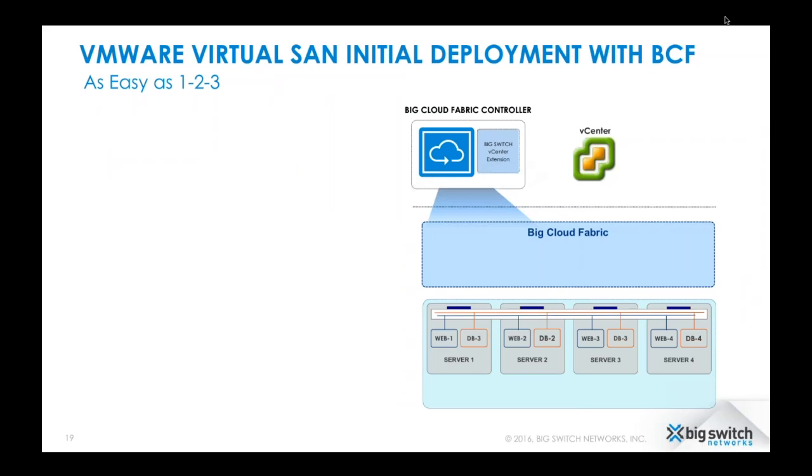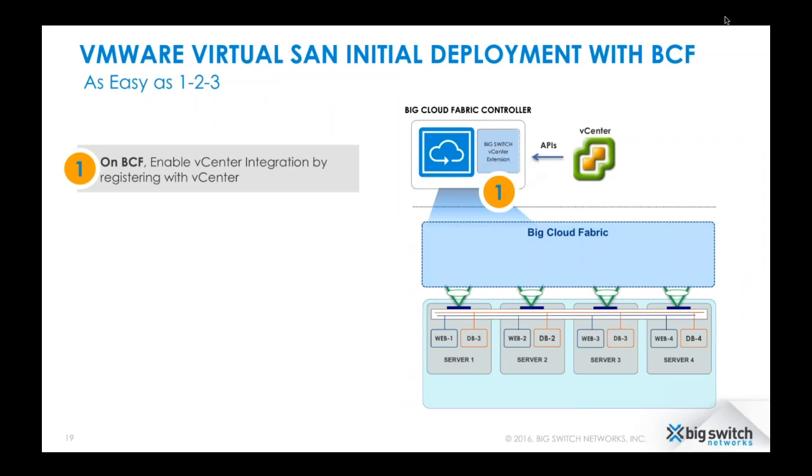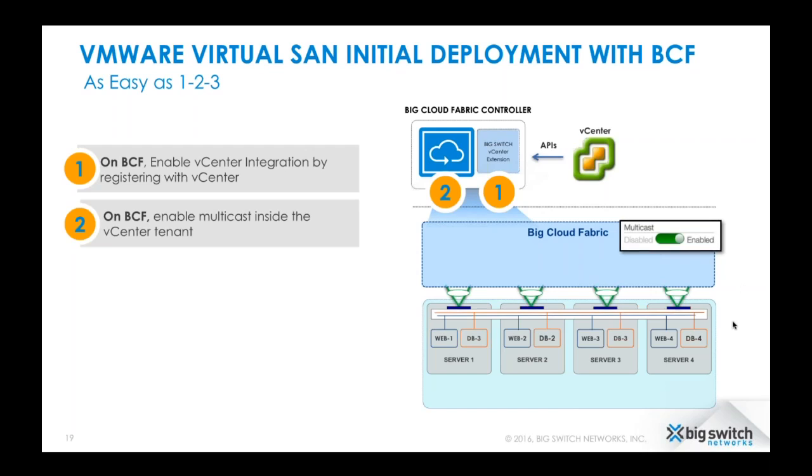The deployment with BCF for virtual SAN is really as easy as 1, 2, 3. First of all, we enable the vCenter integration by registering with vCenter, and as soon as that's enabled, we have automatic host attachment to the fabric. The LAG and MLAG configuration that you typically have to do manually gets created automatically without any user intervention. Second, we enable multicast inside the tenant that we use for that specific vCenter. And as I said, enabling the multicast is really one click, whether you're deciding to use it for layer 2 or layer 3.